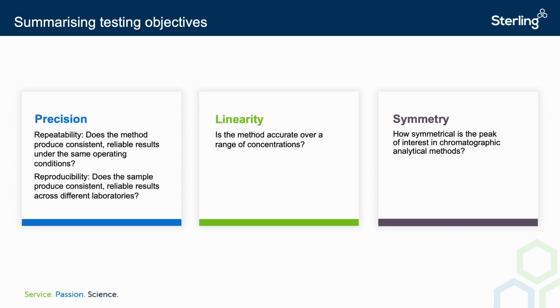Precision is the closeness of the results when a sample is tested repeatedly. We can look at precision in two parts, repeatability and reproducibility. Repeatability can show us how consistent our method is. We can see if the results are reliable under the same operating conditions and over a short period of time, and we can use this value to evaluate the stability of the method and the consistency between injections. Reproducibility shows that the method produces the same results across different analysts, instruments, and laboratories.